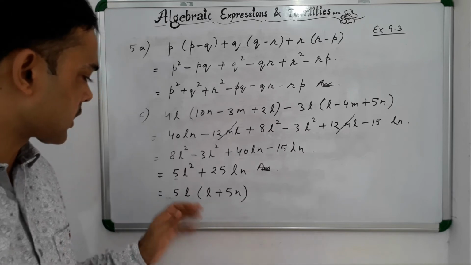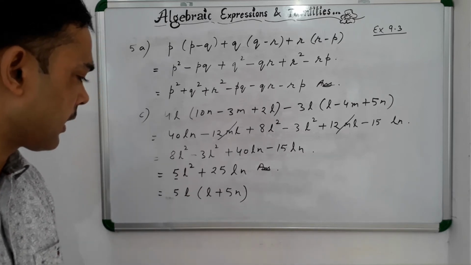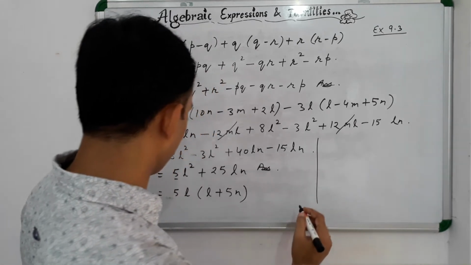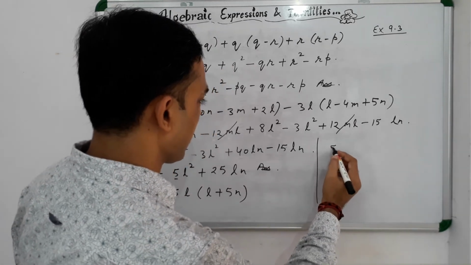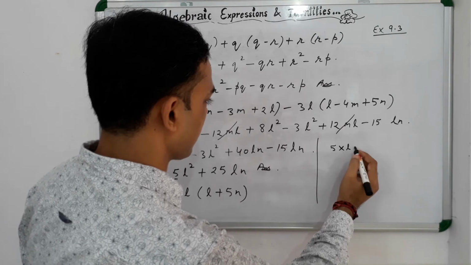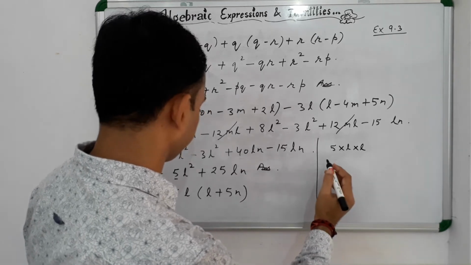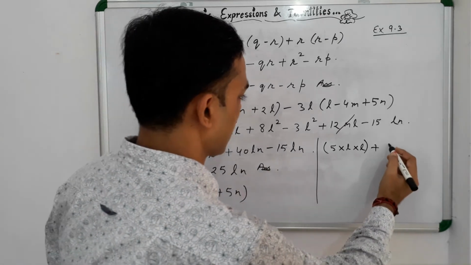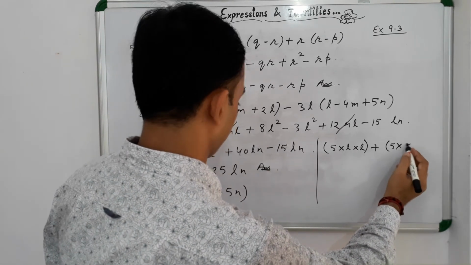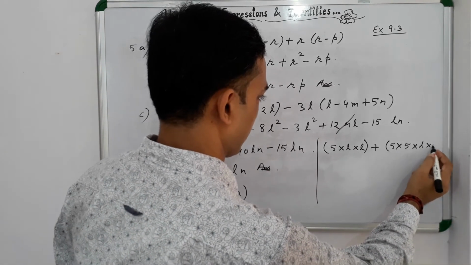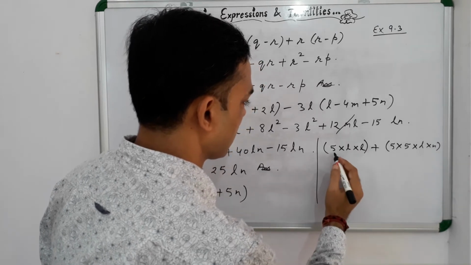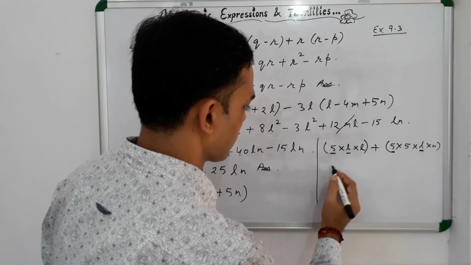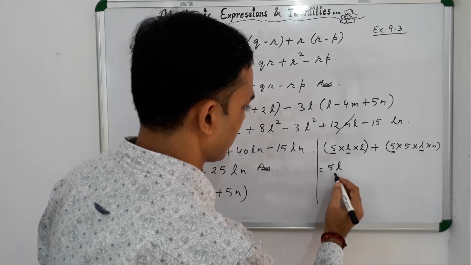How I have written this 5L in bracket L plus 5n. Let us see, I am showing this step over here to you. This 5L square can be written as 5 into L into L, then plus 25 can be written as 5 into 5 into L into n. Now the things that are common are 5 and L. So I have taken 5L common over here.